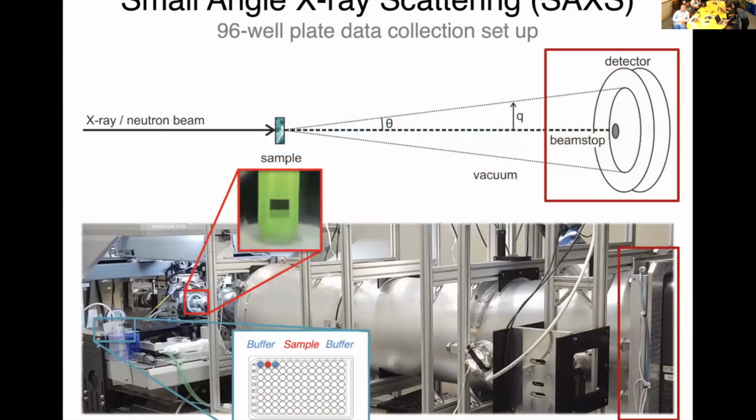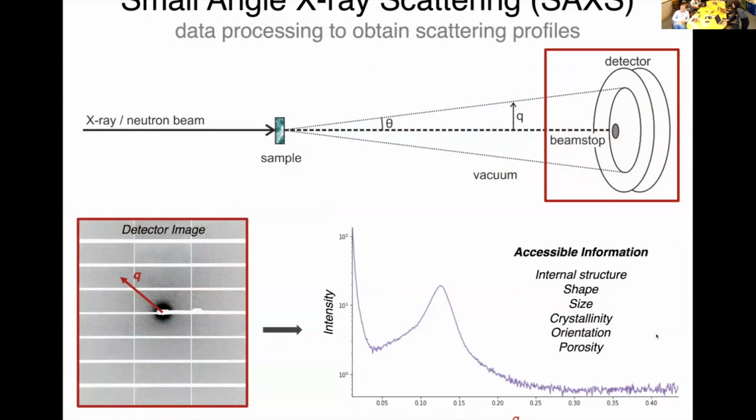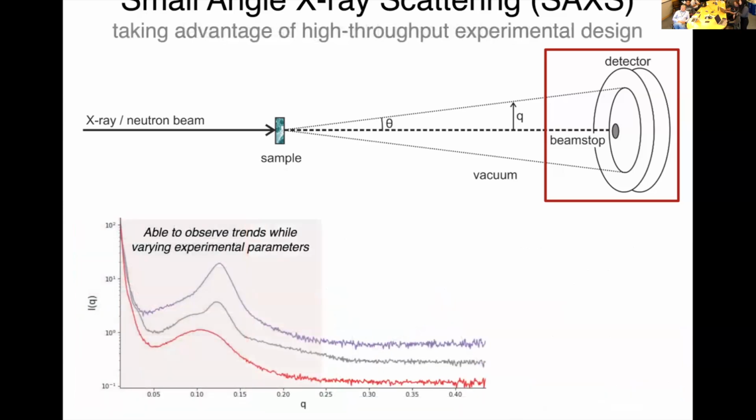And so once that beam gets scattered, it will hit the detector on the right, which I've also highlighted down here. We have an example of a detector image and the resulting scattering profile that I typically see with these samples. And from these, we are able to access various information like internal structure, shape, and size. And because of our high throughput aspect, we're able to test a lot of different experimental parameters, which is important for us to start determining what factors affect LNPs in different ways. So we're able to observe trends while varying all of these experimental parameters utilizing our high throughput platform.